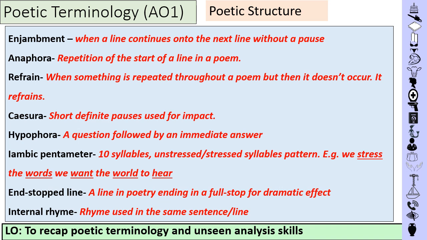Enjambment is where a line continues onto the next line without a pause. And again, you'll see a lot of that in the poem studied. Anaphora is the repetition of the start of a line in a poem. A refrain is when something is repeated throughout a poem, but then it doesn't occur. It refrains. Think like a lot of popular pop songs have refrains in them. A caesura is a short, definite pause used for impact. So think full stops, think commas, think semicolons, and why they might be used.